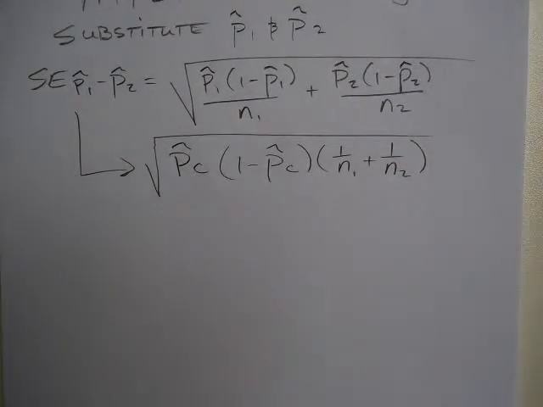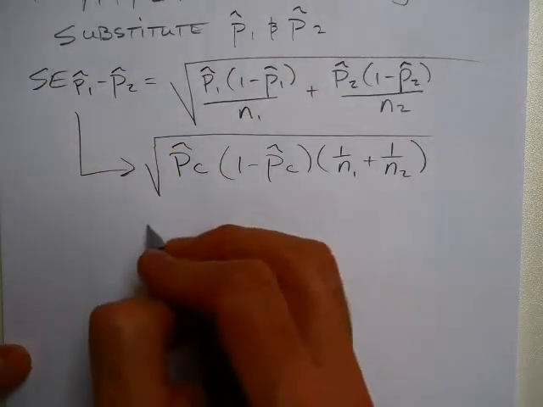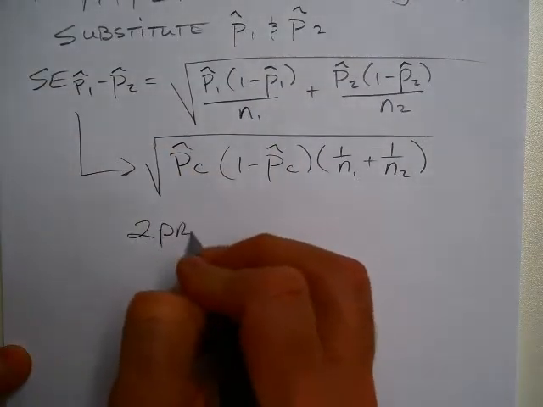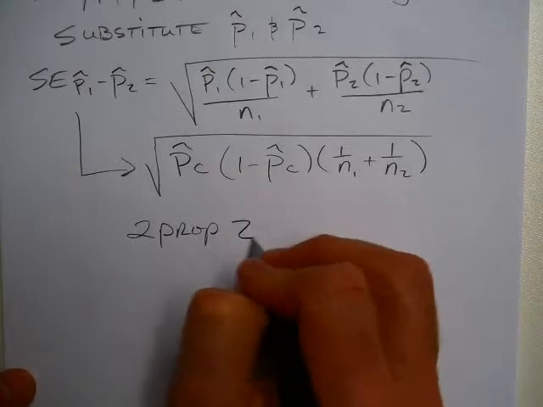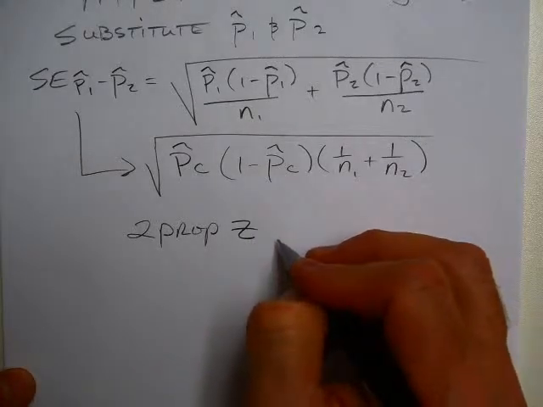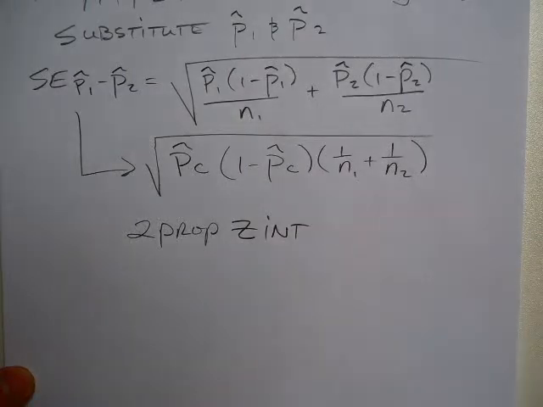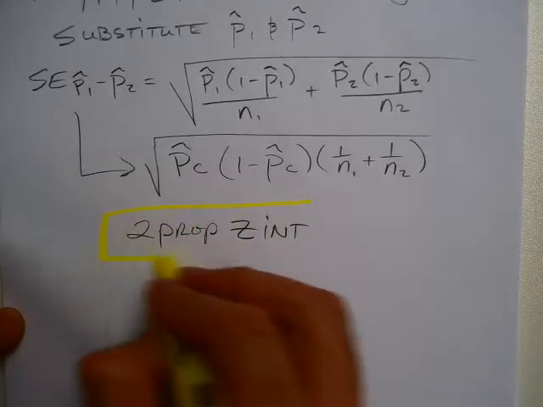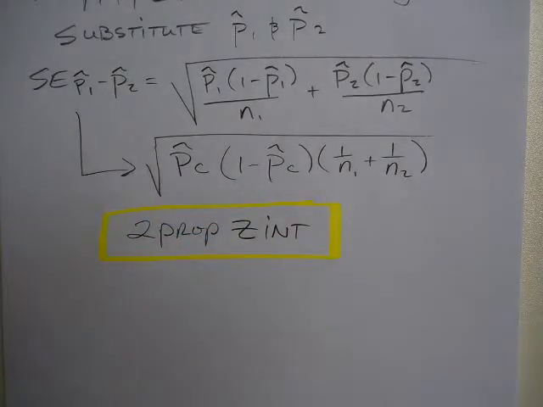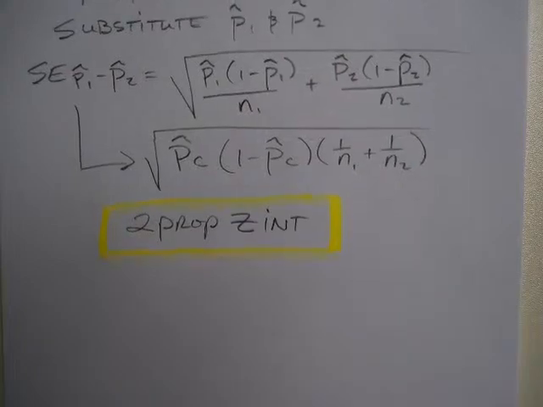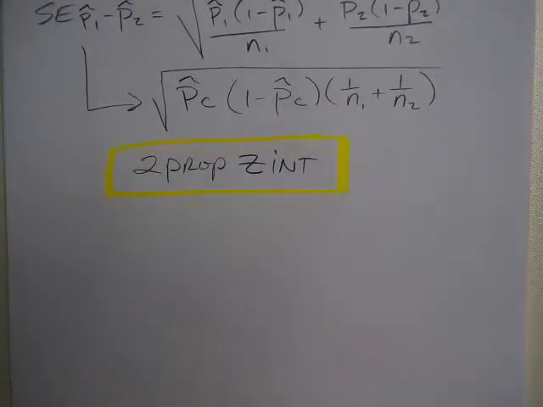So what's the shortcut for all this? The 2 prop z int. It's the interval. 2 prop z int. That's in the calculator under your tests. And there's 2 other things before we do a problem that I want you to be aware of that may come in and help you a little bit.